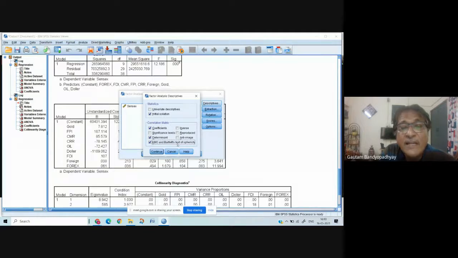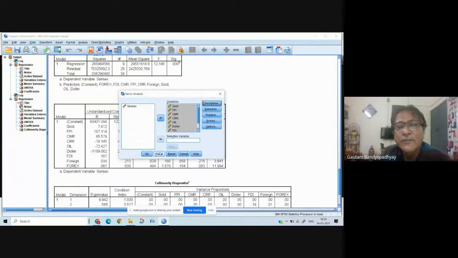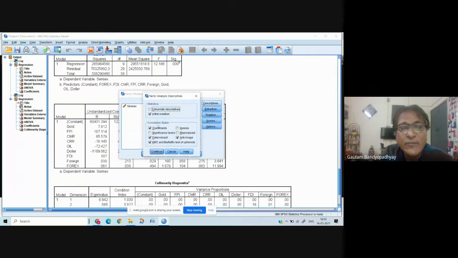And for another thing, for the dimension reduction, we can consider anti-image. This anti-image part you can solve by Excel also. If I get time, I'll show you by Excel also. So you select anti-image and continue. Again, repeat from Descriptives: what are the things you have selected? Correlation coefficients, this determinant, KMO and Bartlett, and anti-image. Okay, and continue.